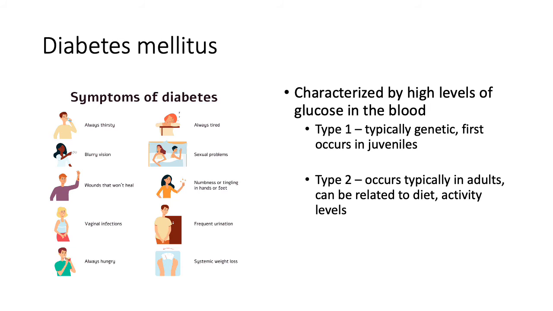In terms of disorders of the pancreas, diabetes mellitus is probably the most well known, at least in common areas. So diabetes mellitus, again, not to be confused with diabetes insipidus, is a disease characterized by high levels of glucose in the blood. So this happens when people have increased glucose and the feedback loop that works to decrease that is not working. There are two types of diabetes, type 1 and type 2.